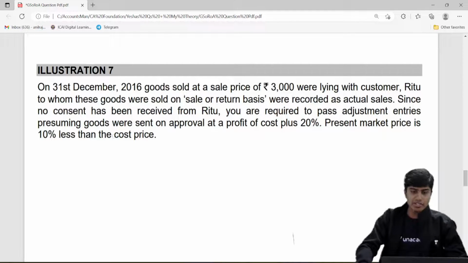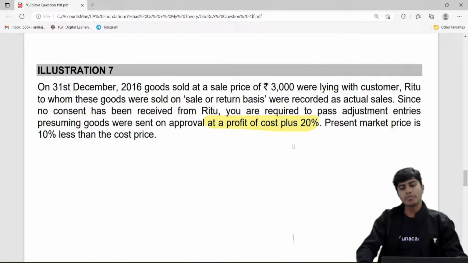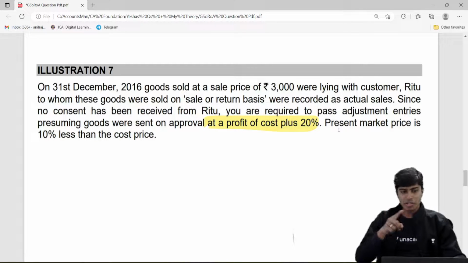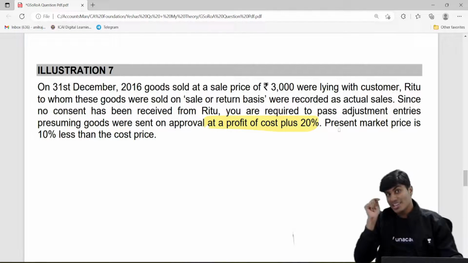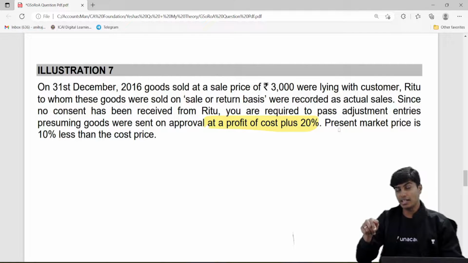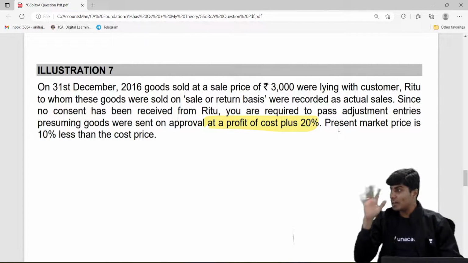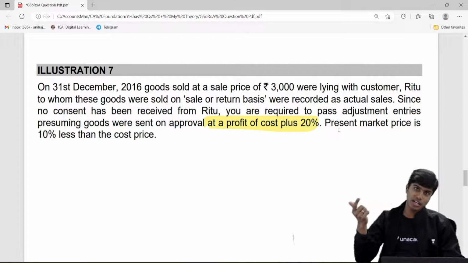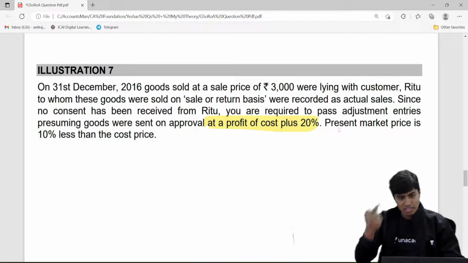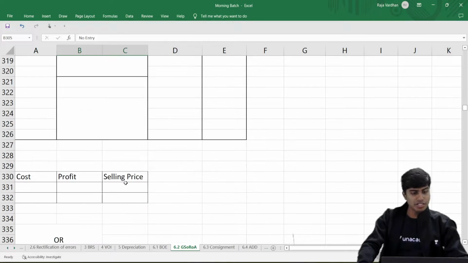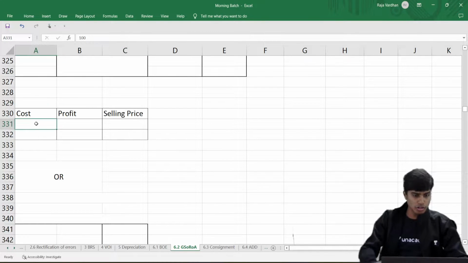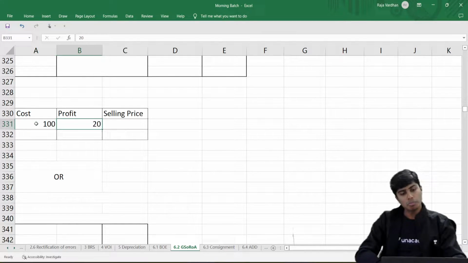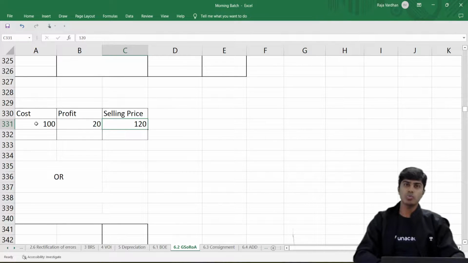They're telling us that the goods were sent on return or approval basis at a profit of cost plus 20%. How much is the profit? Cost plus 20. They've also given some closing stock adjustment. Market price is 10% lesser than cost price. Remember this because this will come in handy. Inventory as per para 5 of AS 2 should be valued at cost or NRV, whichever is less. Come on, let's write this. First, cost of the stock is 100, profit is 20, selling price is 120.